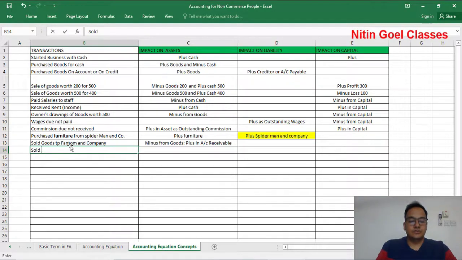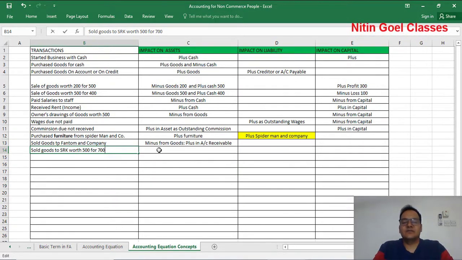Okay. Sold goods to any other comic character. I'm really bad at comic character names. Okay, whose name should I take now? Okay, let us take SRK. You know SRK? Shah Rukh Khan. Right? Sold goods to SRK worth 500 for 700.